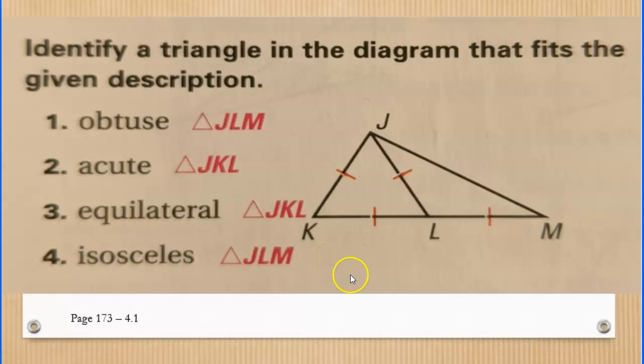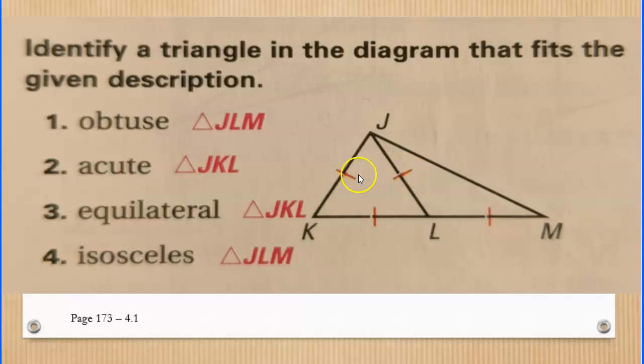So it says identify a triangle in the diagram that fits the given description. So first we want obtuse. KJM looks like it could be, but we're not completely sure, JLM would be a safer bet for an obtuse. This is where you could measure with your protractor if you wanted to. They want an acute triangle, and so JKL, this triangle right here, we know that there's no 90-degree angles.